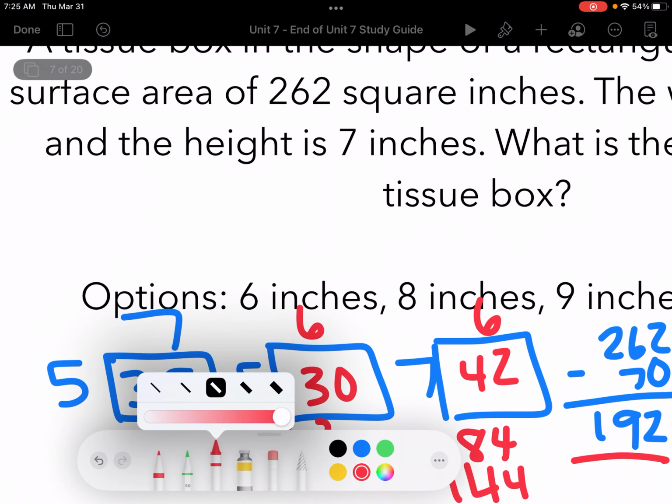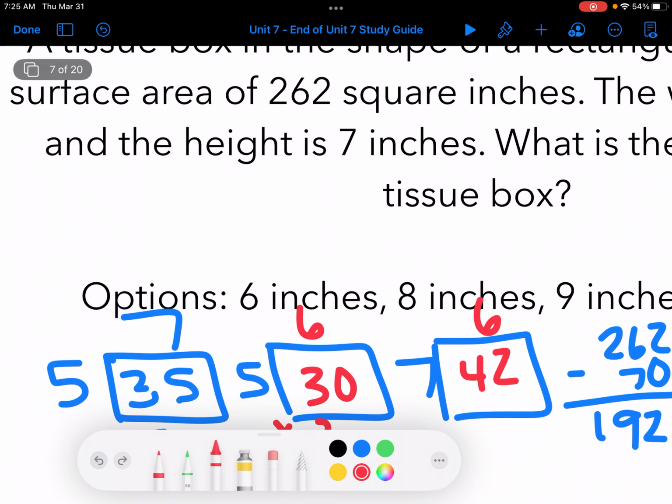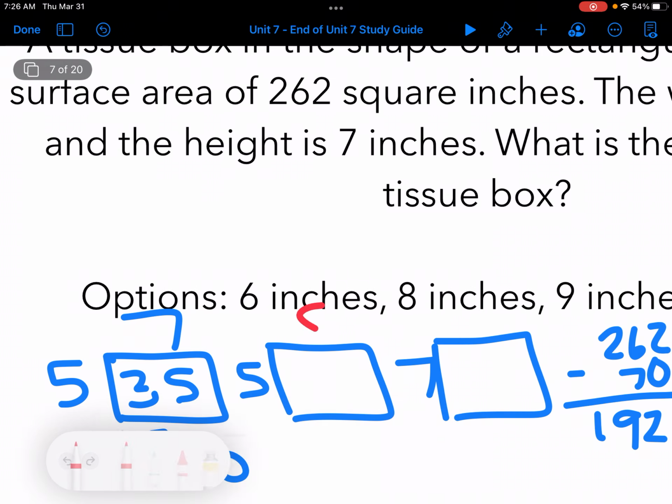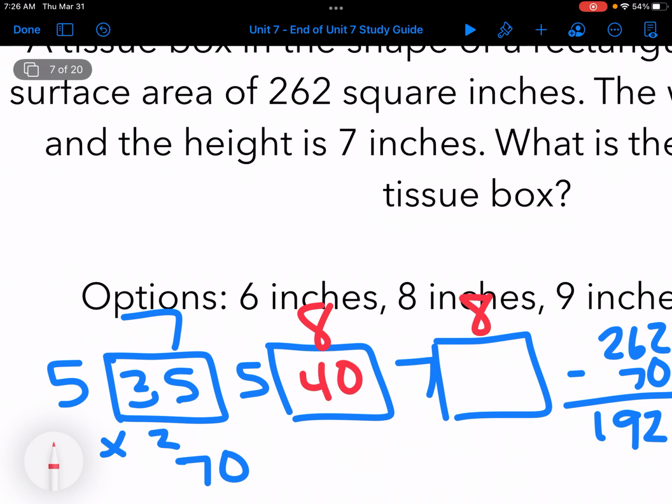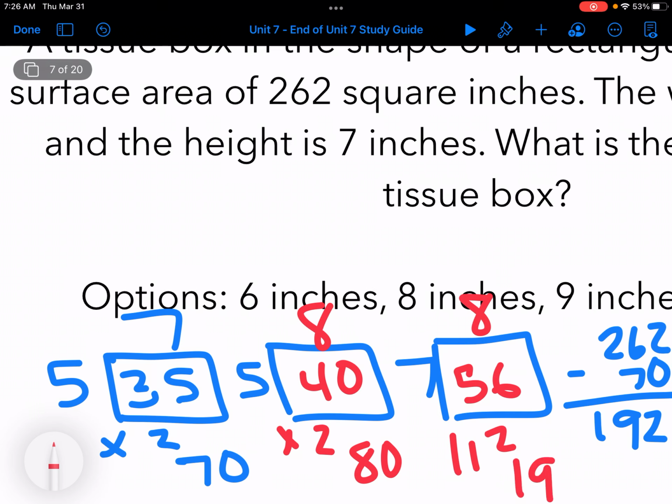So I'm going to undo all that, and I'm going to guess again. Okay, so let's try 8. Okay, 5 times 8 is 40. Times 2 would give me 80. And then 56 times 2 would be 112. Well, 80 plus 112 is 192. 192 and 192, they're equal, so that means the side length has to be 8.